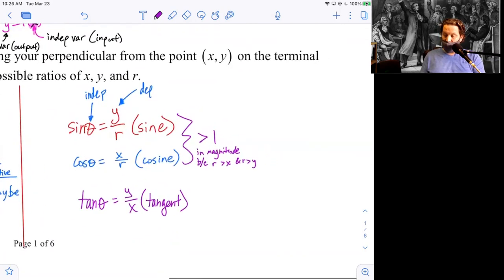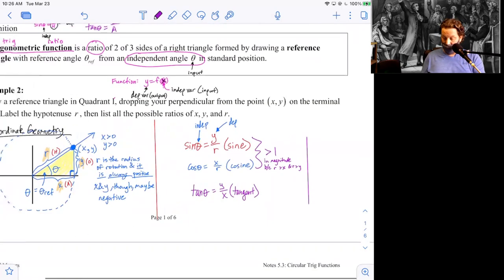So that's 3 of the ratios. Do we have any more ratios? Can anyone think of any other ways to take 2 at a time? Y over r, x over r, y over x. Are there any more? These are the 3 main ones.